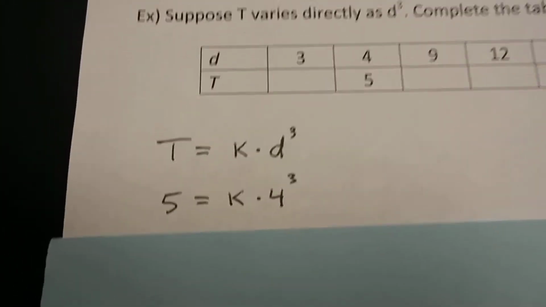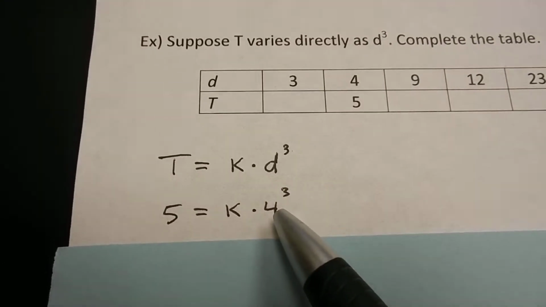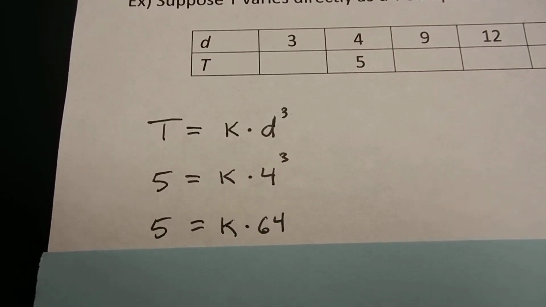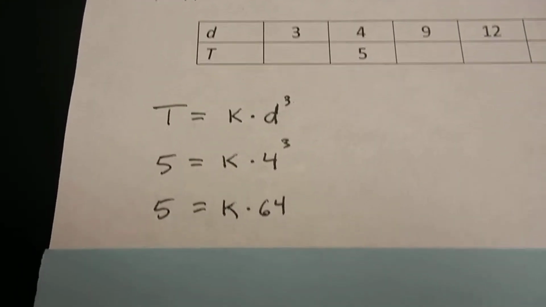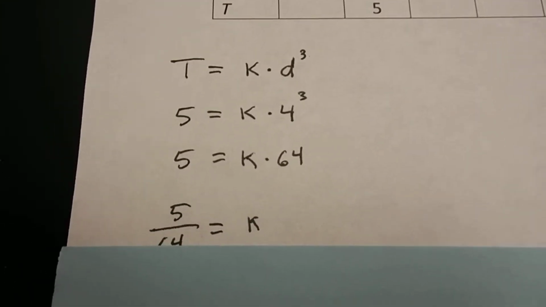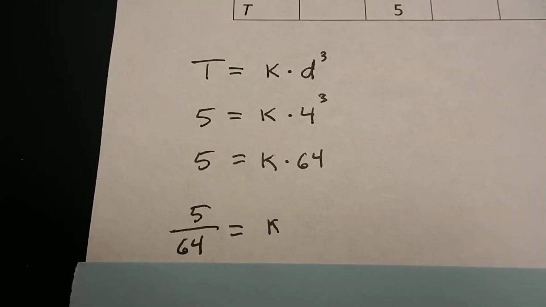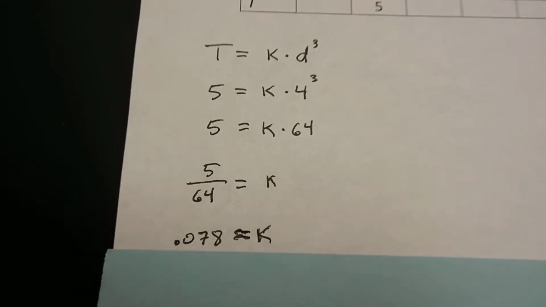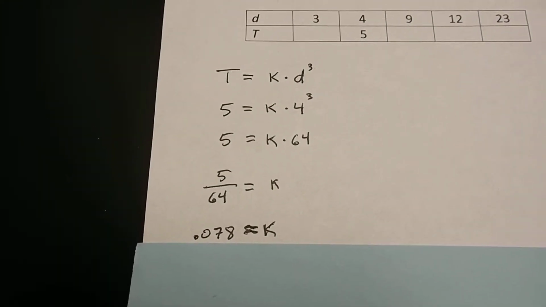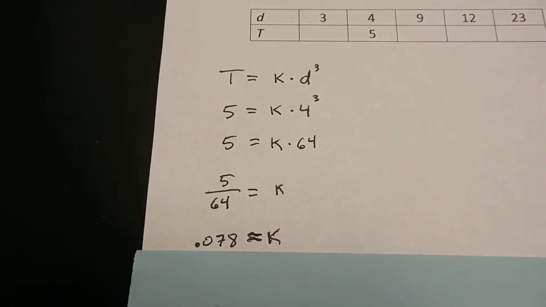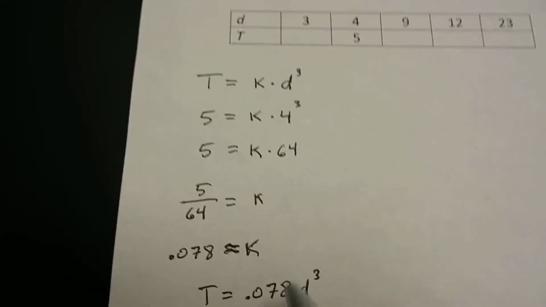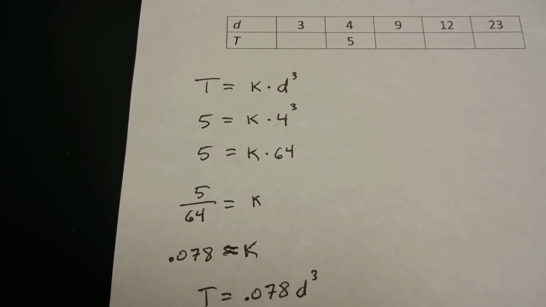We have that, and then solving for k, multiplying out the exponent and dividing. So we get k times 64 on the right side, dividing both sides by 64. We get k equaling that value, or as a decimal, approximately 0.078. So here the next step is to write the specific direct variation equation using our new k value. So that's 0.07 d cubed equals t.